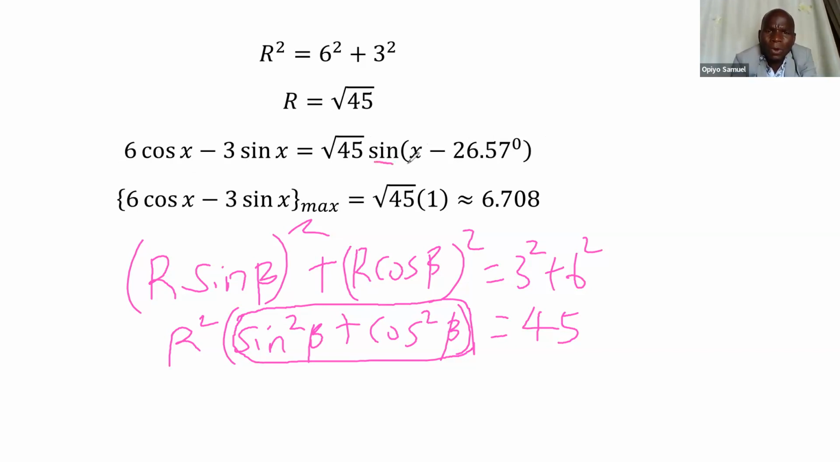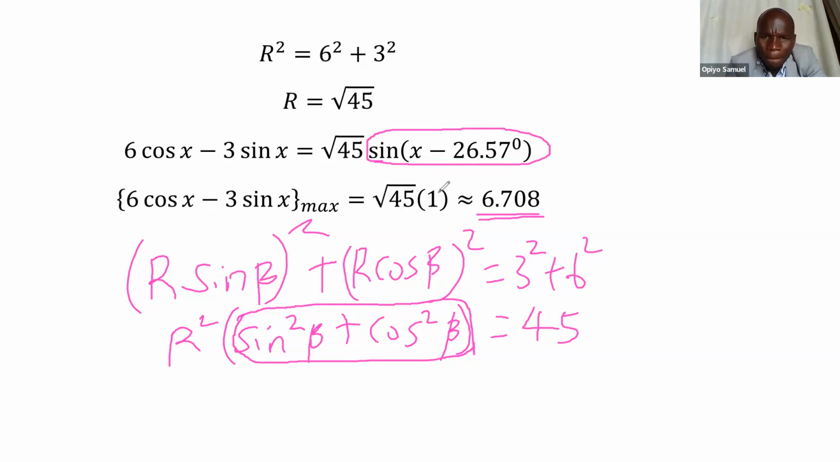The maximum value this function can attain, the maximum value sine can attain is 1. And the minimum value it can attain is -1. But here they want us to get the maximum. So for that case, we need to multiply root of 45 by 1. And when you compute this from your calculator, it gives us approximately 6.78. So that will be the maximum of this.